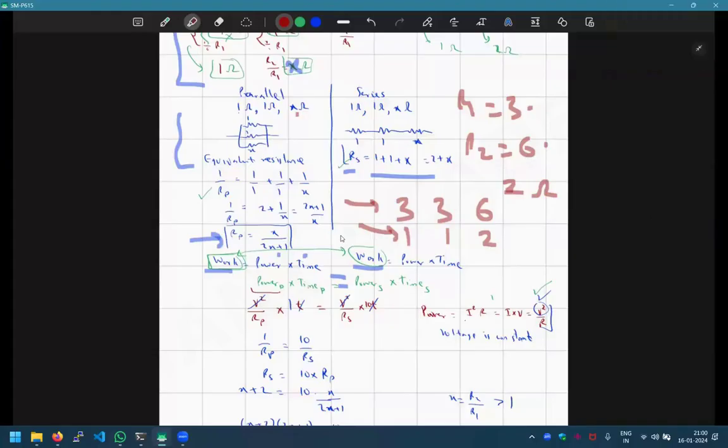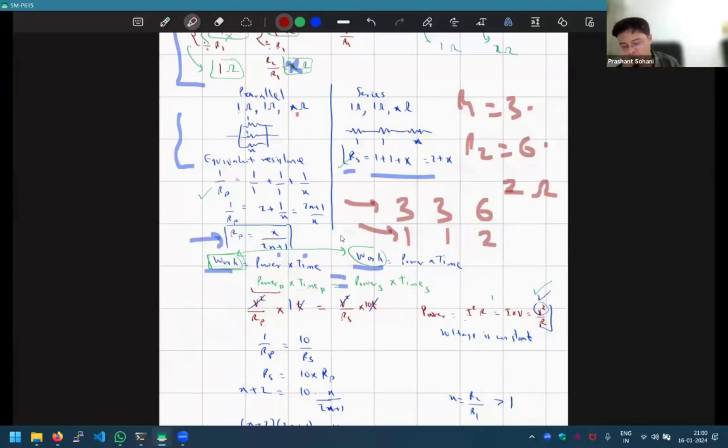But the example that you used now, 3, 3 and 6, if you calculate the net resistance, it will be 5 by 6. But if you use 1, 1 and 2, it will be 5 by 2. Yes, but what matters is the ratio. Does the ratio between RP and RS change?